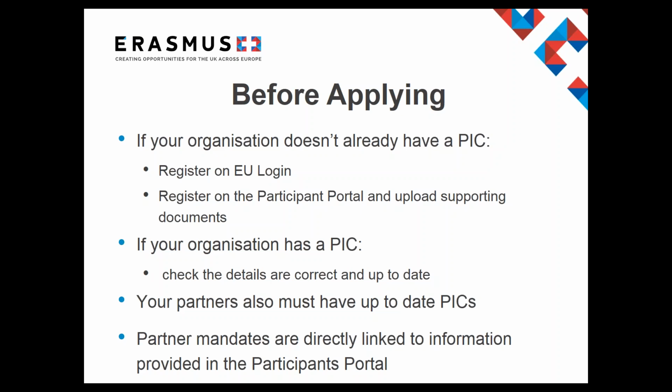To obtain a PIC, follow the two-step process. Firstly, you will need to register on EU Login, which you will need to use for any external European Commission tool. If you are already registered on EU Login, use your existing login details. If you experience issues with registering, we have a video guide on our website which will take you through the process. The second step is to obtain a participant identification code, PIC, through the Participant Portal. The Participant Portal is the single entry point for the electronic administration of EU-funded projects related to Erasmus+.